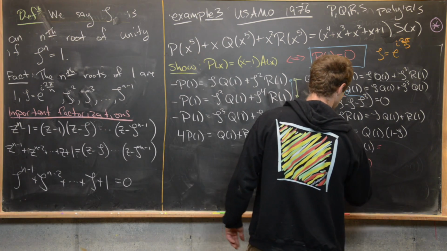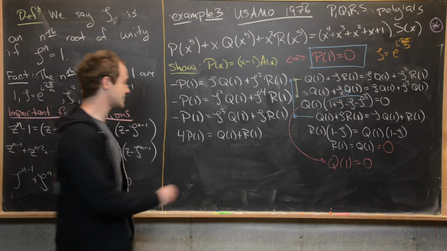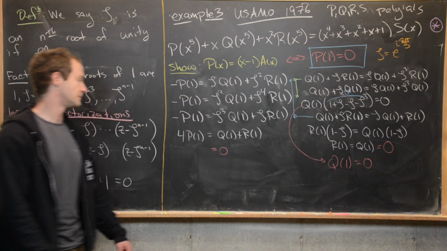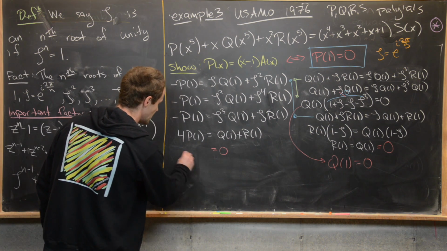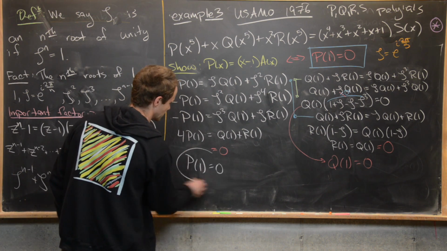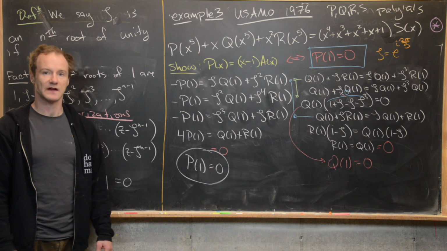But then likewise, r evaluated at 1 equals 0. But that means their sum is equal to 0. But that means that 4 times p of 1 is equal to 0, but that means that p of 1 equals 0, which is exactly what we needed to show. And that's a good place to stop.